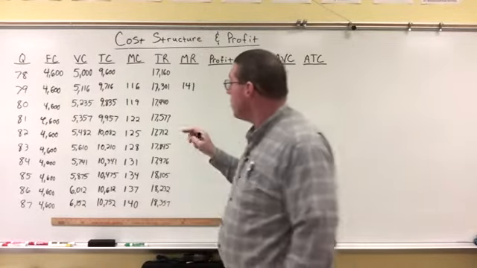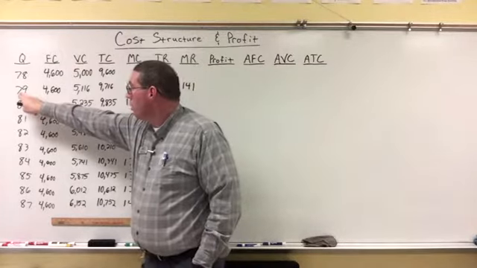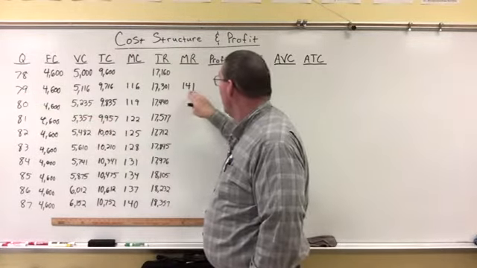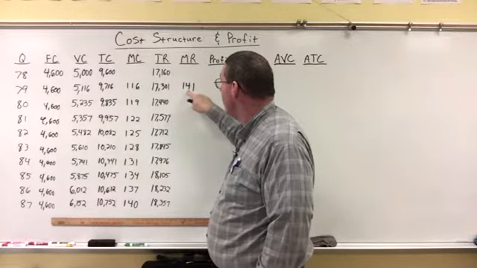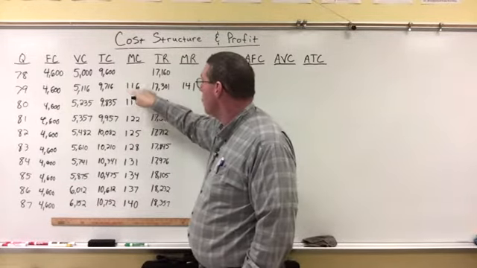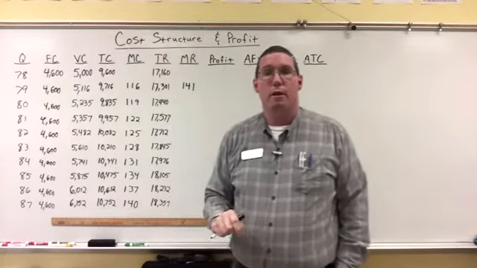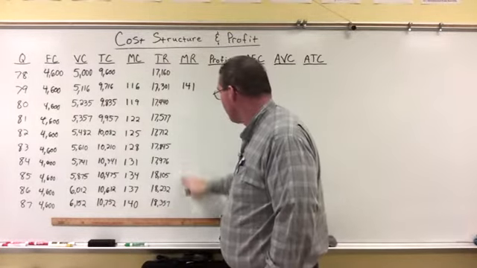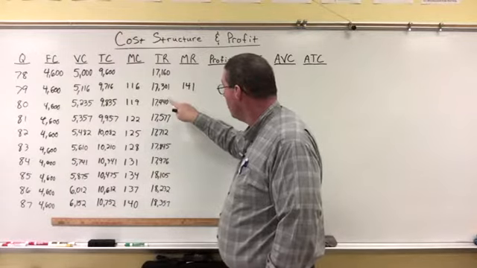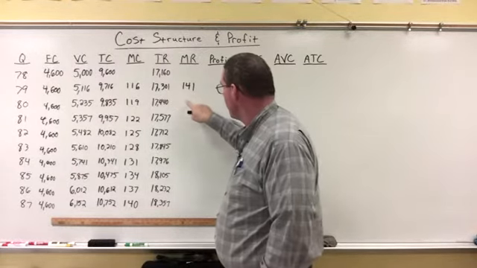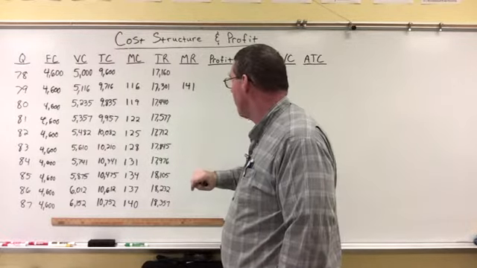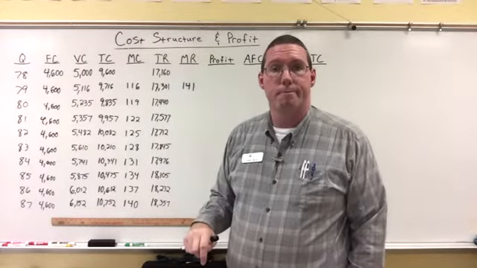So this business, if they produced 1 more unit, if they went from 78 up to 79, they would earn $141 more in revenue, and it would cost them $116 in additional total cost. Okay? So here's what I want you to do. I want you to fill in the rest of this column. You're going to do this number minus this number to get this number, then this number minus this number to get this number. Okay? So go ahead and fill that in now.